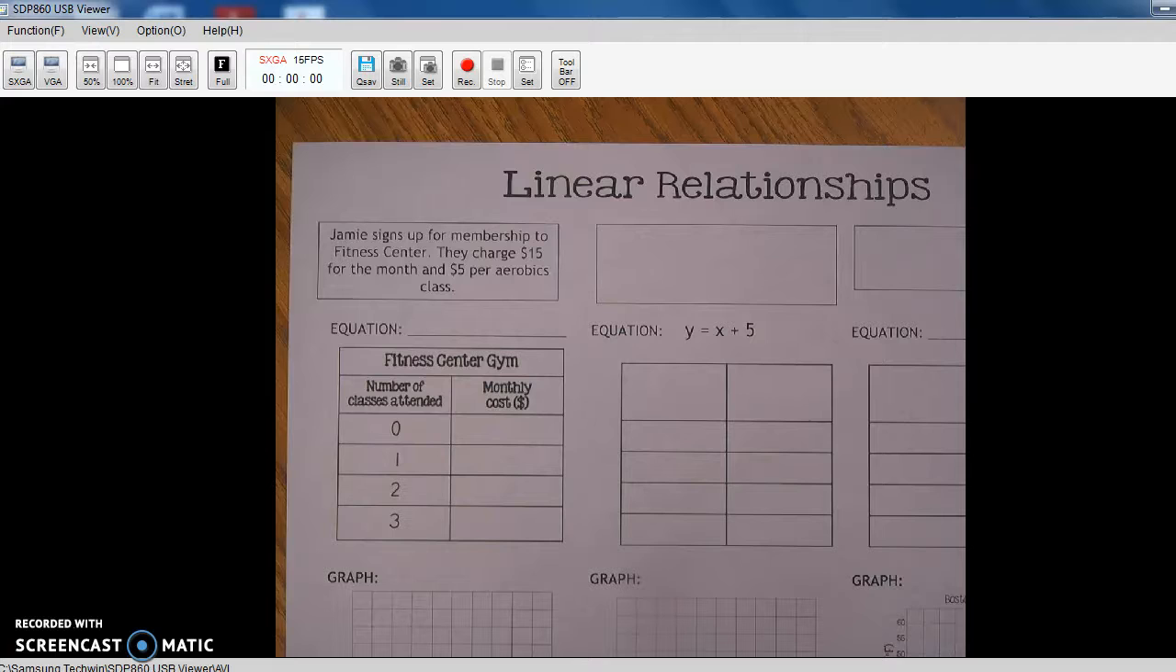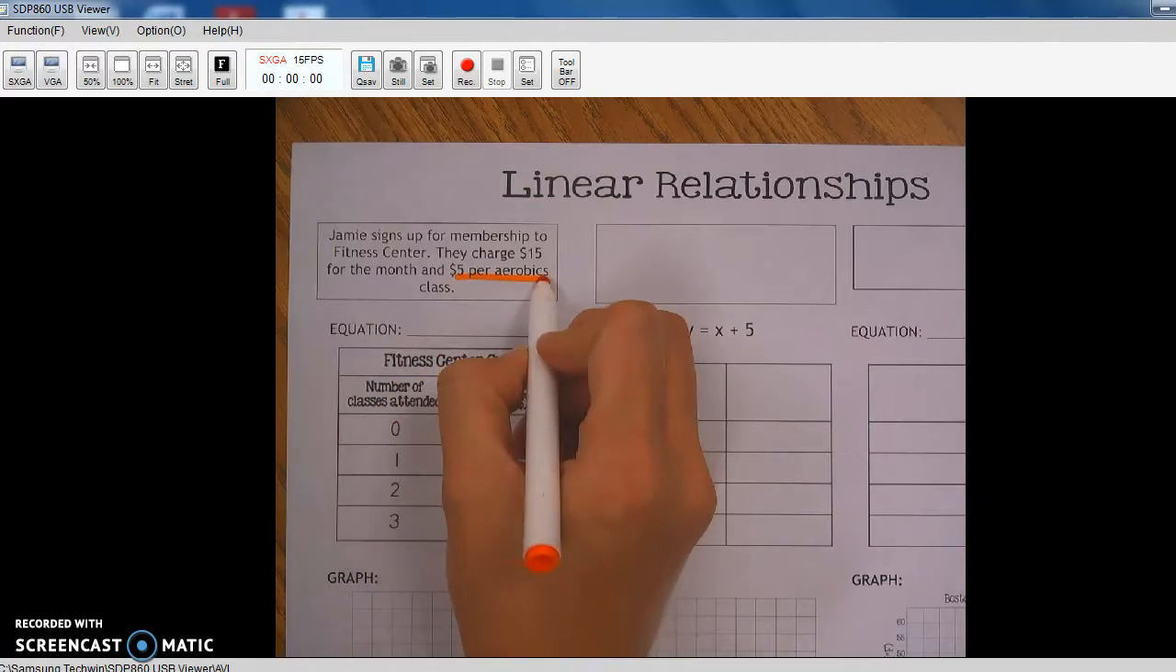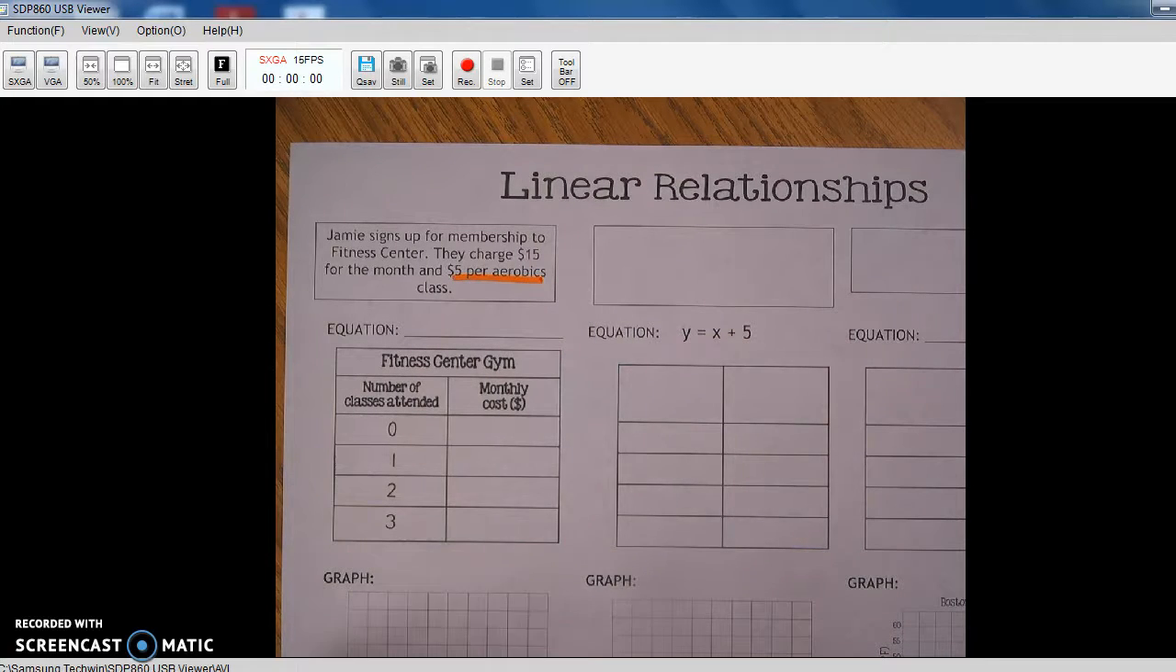So if I'm looking at this, I know she pays $15 for the month. So that's just a one-time payment for the month. But then any time during that month that she goes to a class, she has to pay $5. So right here where it says $5 per aerobics class, that tells me that's my unit rate, because that's the amount she has to pay every time she goes to a class. The $15 is just a one-time fee for the month.